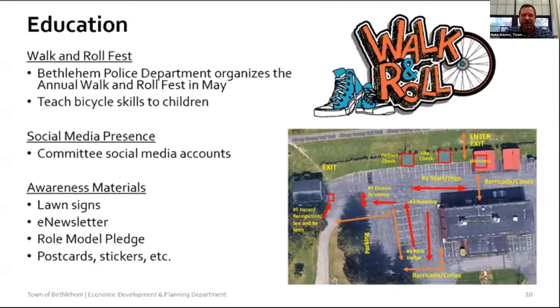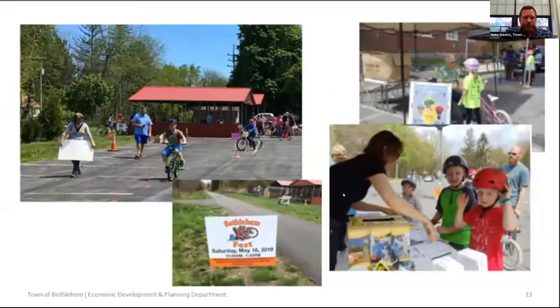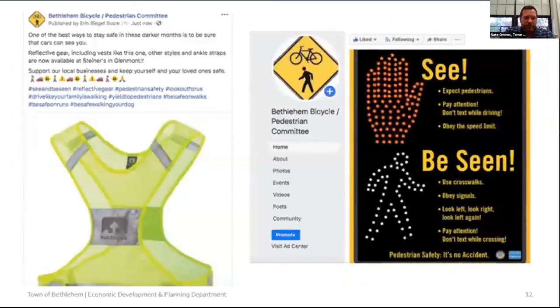Some of these education efforts include, we have an annual Walk and Roll Fest that helps teach those bicycle skills to children. We actually take advantage of that mini grant as far as this event goes each year. The Bike and Ped Committee have a couple social media accounts, Facebook and Instagram, and they post educational information to those accounts. And then we've got various other awareness materials, lawn signs, brochures, et cetera. So here's some photos of the Walk and Roll Fest, and then some of the posts from our social media.